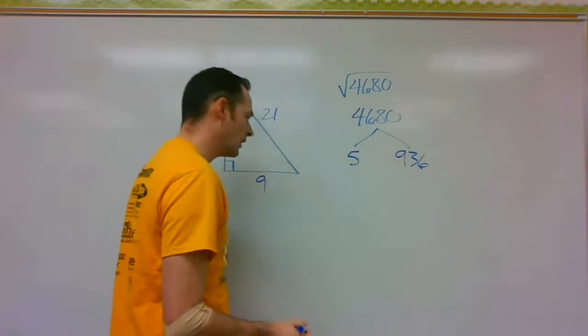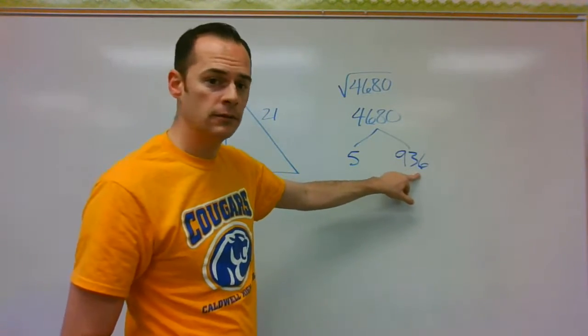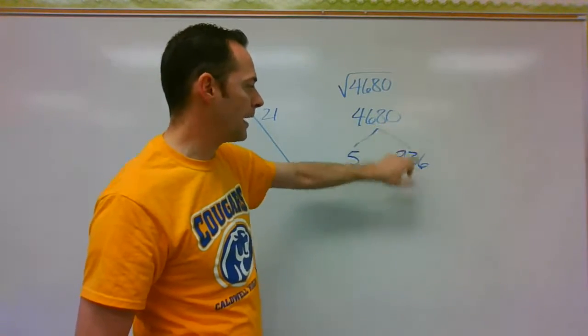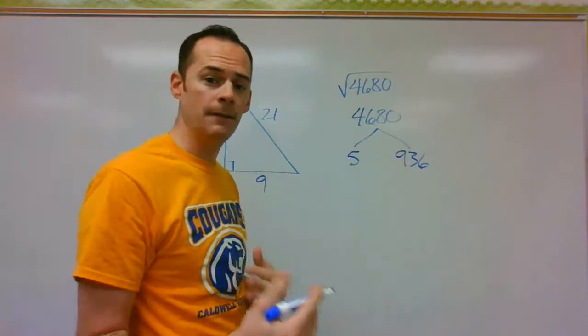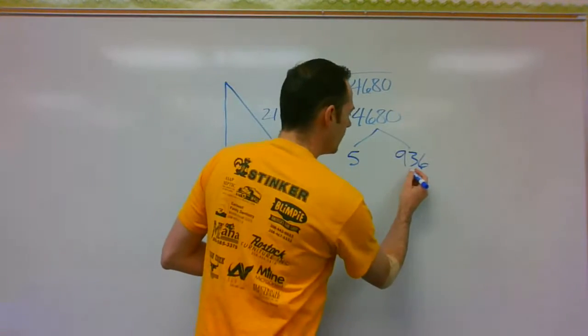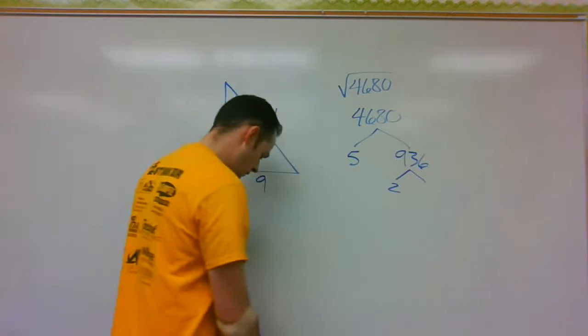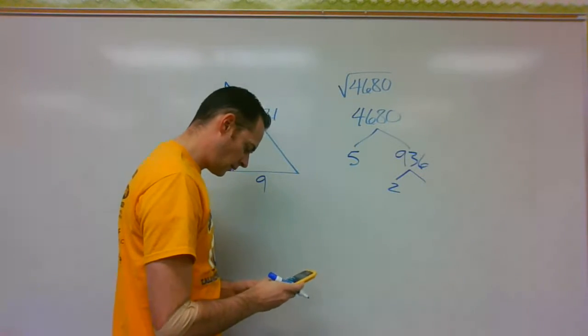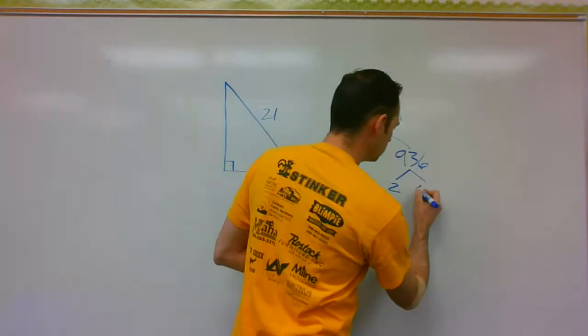936. Now, I can tell that it's no longer a multiple of 5 because I have a 6, but because it has a 6, I know it's an even number. So I'm going to go ahead and pull out a 2. And that gives me 4,608.